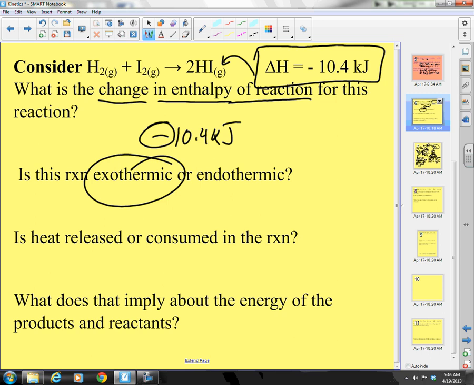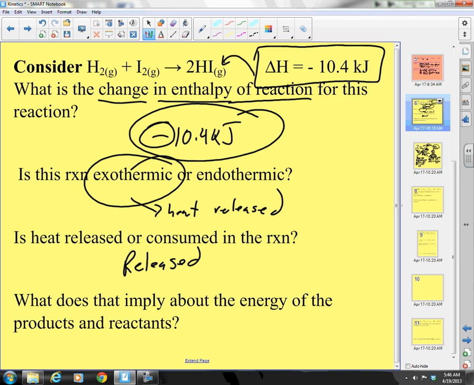Is heat released or consumed? Well, if it's a negative value, that means heat has gone from my reaction to what we call the surroundings. So that means heat is released. So during an exothermic reaction, heat is released. What does this imply about the energy of the products and reactants? Well, if heat is released, if this is a negative value, what does that mean? That means the energy of my reactants is greater than the energy of my products.